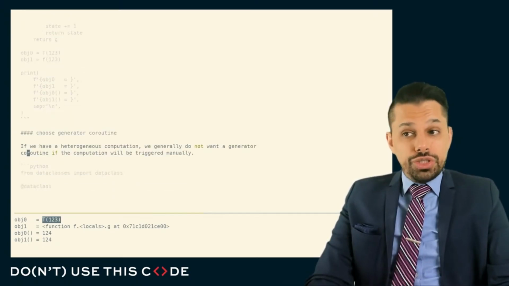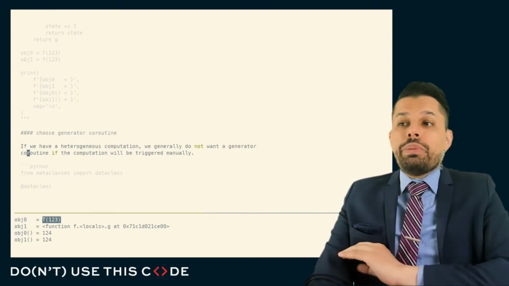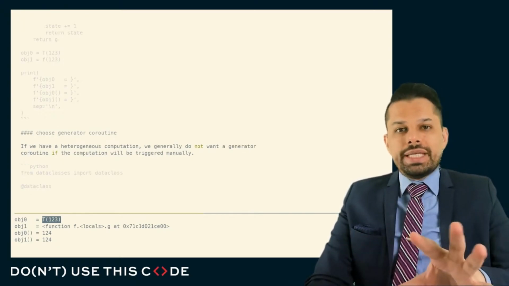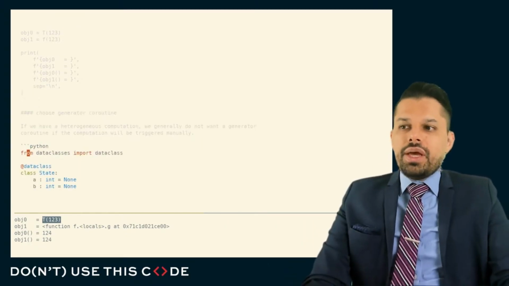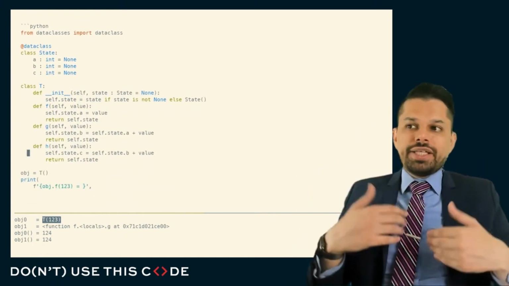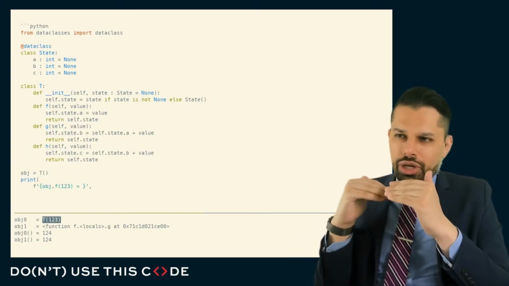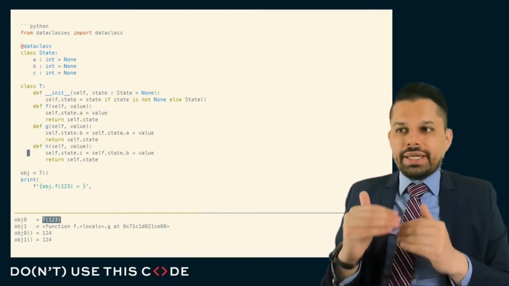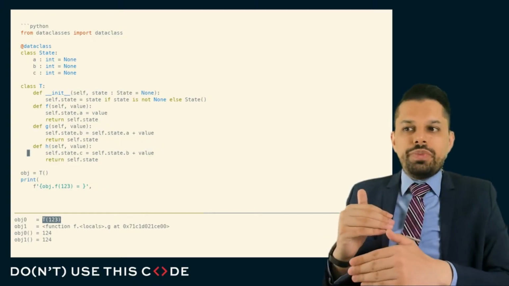Where might I choose to use a generator coroutine? Well, if I have a heterogeneous computation, we probably don't want to implement this as a generator coroutine if the computation is going to be triggered manually. For example, here we have some class or some class-based object, and we have functions f, g, and h. And if you look at the code, you can see there's an inherent sequencing. That is to say, f has to be called before g, and g has to be called before h.